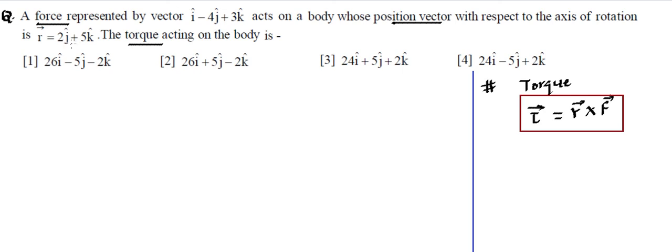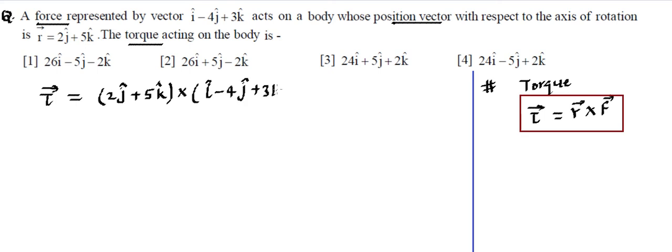Basically what we need to do is we need to simply perform the cross product. So R vector is this, force is this. So that means we need to find the torque, which is going to be equal to R cross F. In place of R we can write it's 2j cap plus 5k cap, and this has to be done cross with F, which is i cap minus 4j cap plus 3k cap. In the last video lecture you have understood this cross product, or in the video lecture that was related to the cross product, you have understood this cross product. You can expand it, find what the answer is going to be.